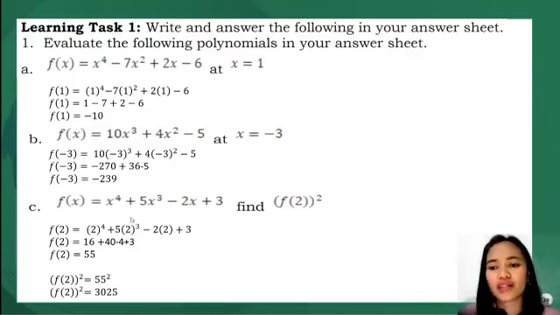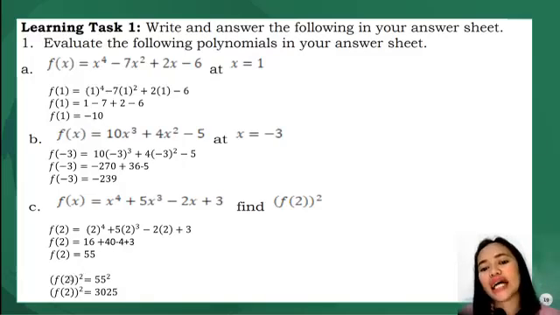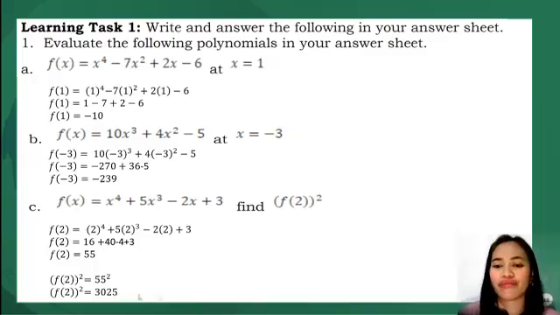For the letter C, we have f of 2 squared. First, we need to get f of 2, then we're going to square it. So f of 2 is 2 to the 4th plus 5 times 2 cubed minus 2 times 2 plus 3. So 16 plus 40 minus 4 plus 3. If we evaluate that, that will be 55. And then 55 squared will be 3025. So that will be the final answer.